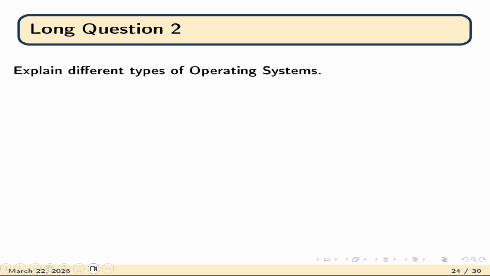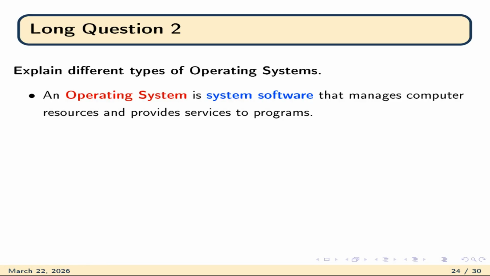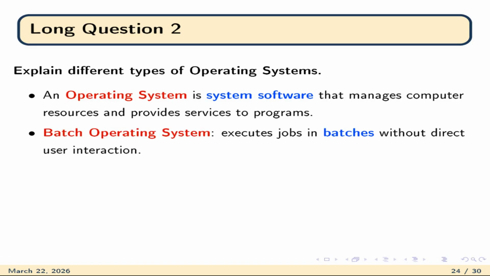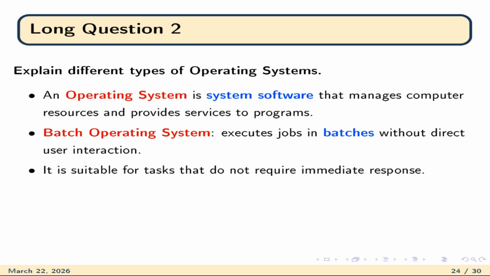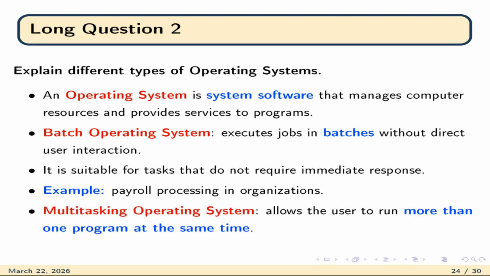Explain different types of operating system. An operating system is system software that manages computer resources and provides services to programs. Batch processing systems execute jobs in batches without direct user interaction. It is suitable for tasks that do not require immediate response. Example: payroll processing in an organization.